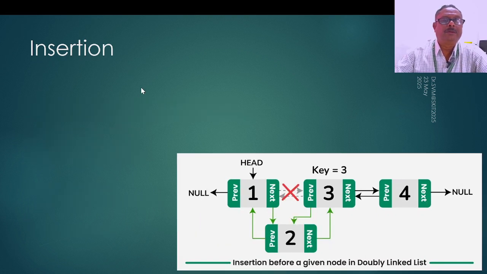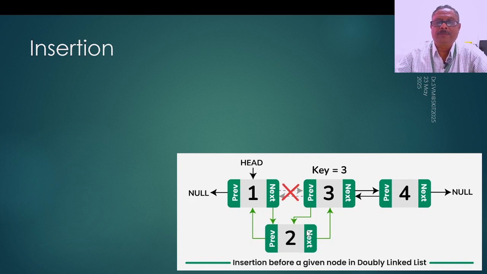Now let's continue. What if we want to insert a node before any given node? Here we are trying to insert a node before a node having a value equal to 3. So the key is given as 3, and what we want to insert is a node that contains the value 2. So this is the logic.